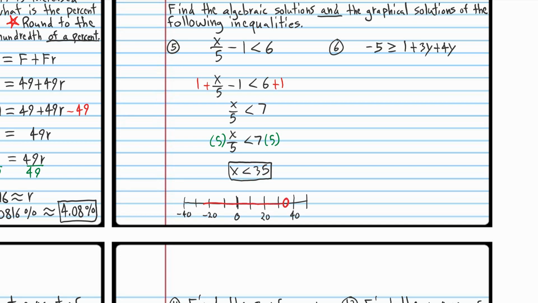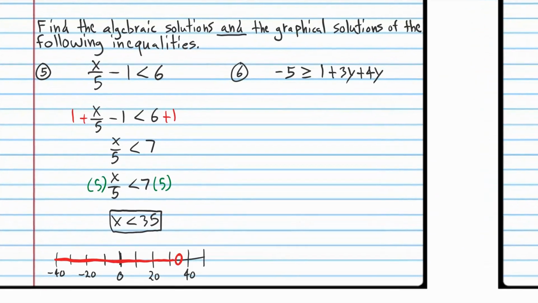And remember, x is the shaded part, and it tells us x is less than 35. The variable is always the shaded part. So the variable here, x, is less than 35, so the shaded part needs to be less than 35. So if you got that answer, good job. All right, on to the next one.